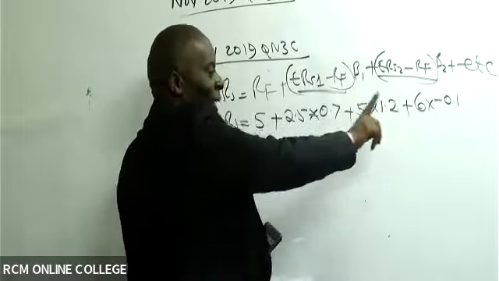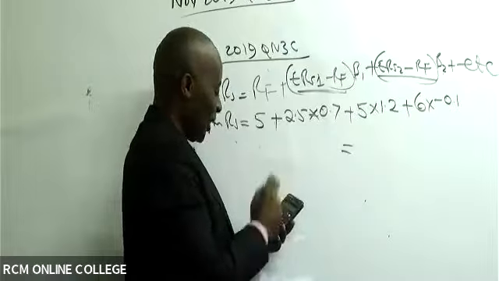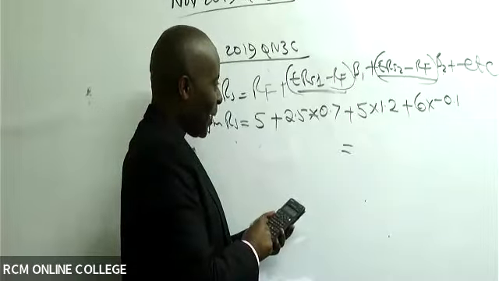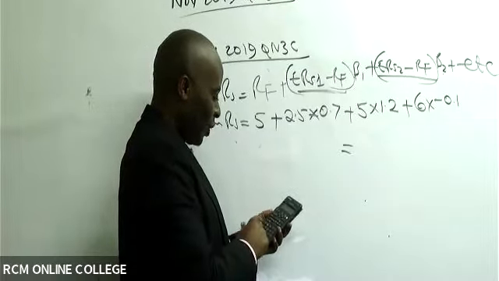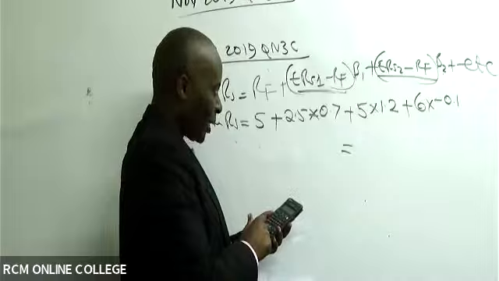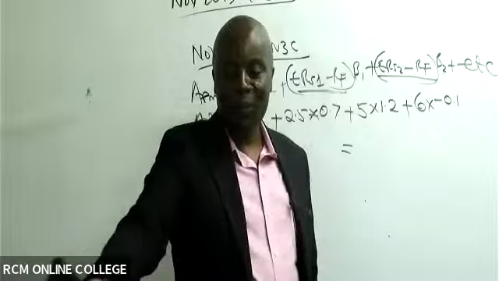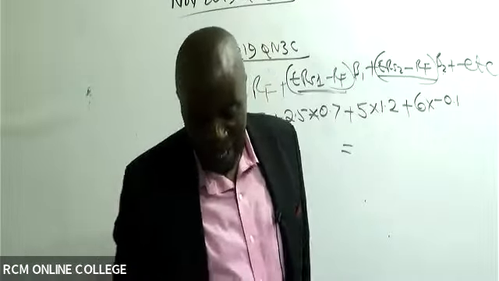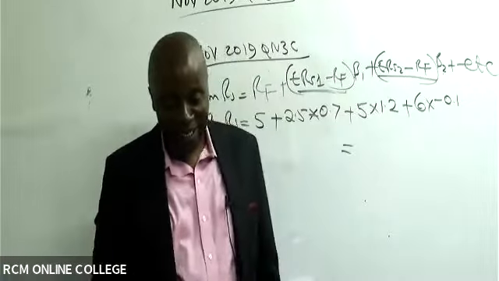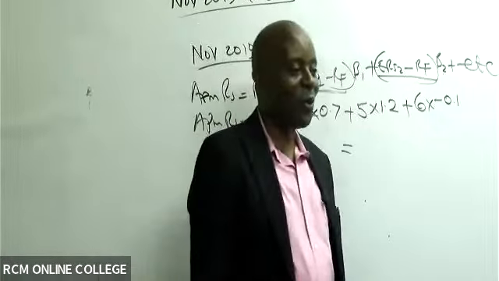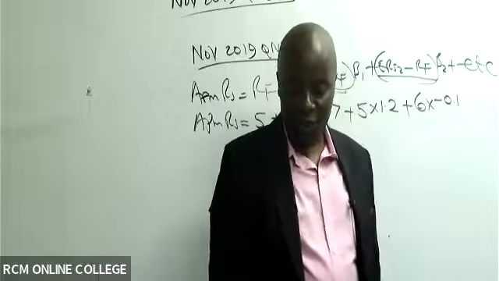Mlichukua nyote ni C. Makosa si huyu peke yake ni nyote. So plus 2.5 times 0.7 plus 5 times 1.2 plus 6 times minus 0.1. Hebu rudia tena uniambie. It is 12 point what here? 12.15 is correct.